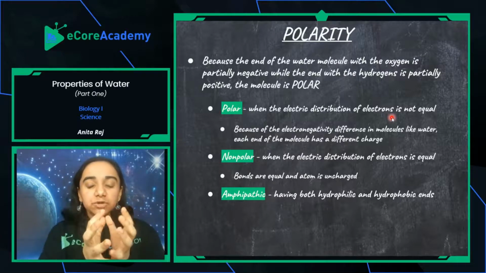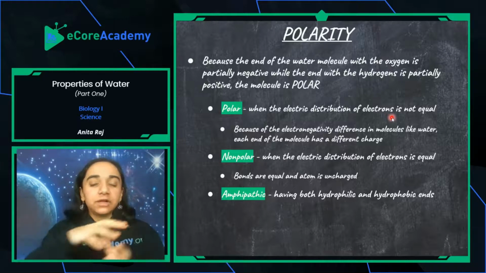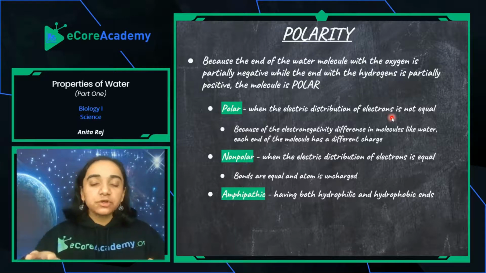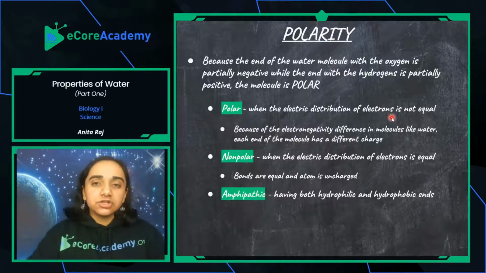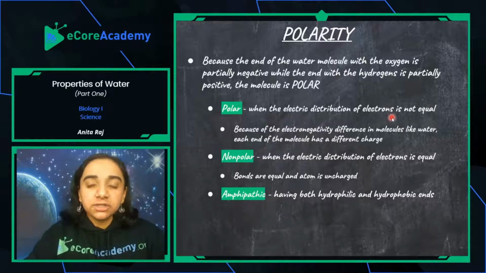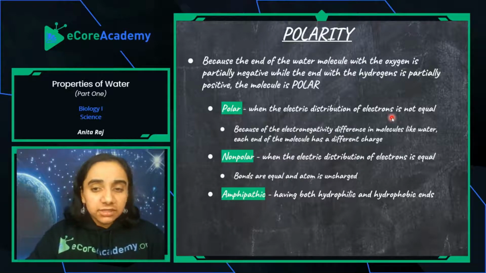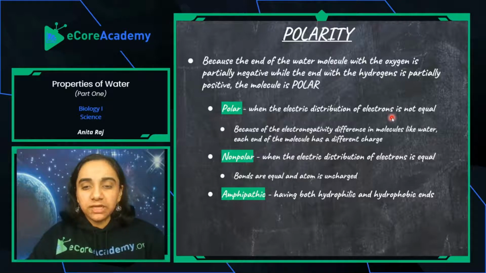So it's not an equal share. They're not spread out equally. They're not just dispersed throughout. They're all concentrated more towards the oxygen. So the electrical charge of the electrons is not equal throughout the molecule. Because of the electronegativity difference in molecules like water, each end of the molecule has a different charge.